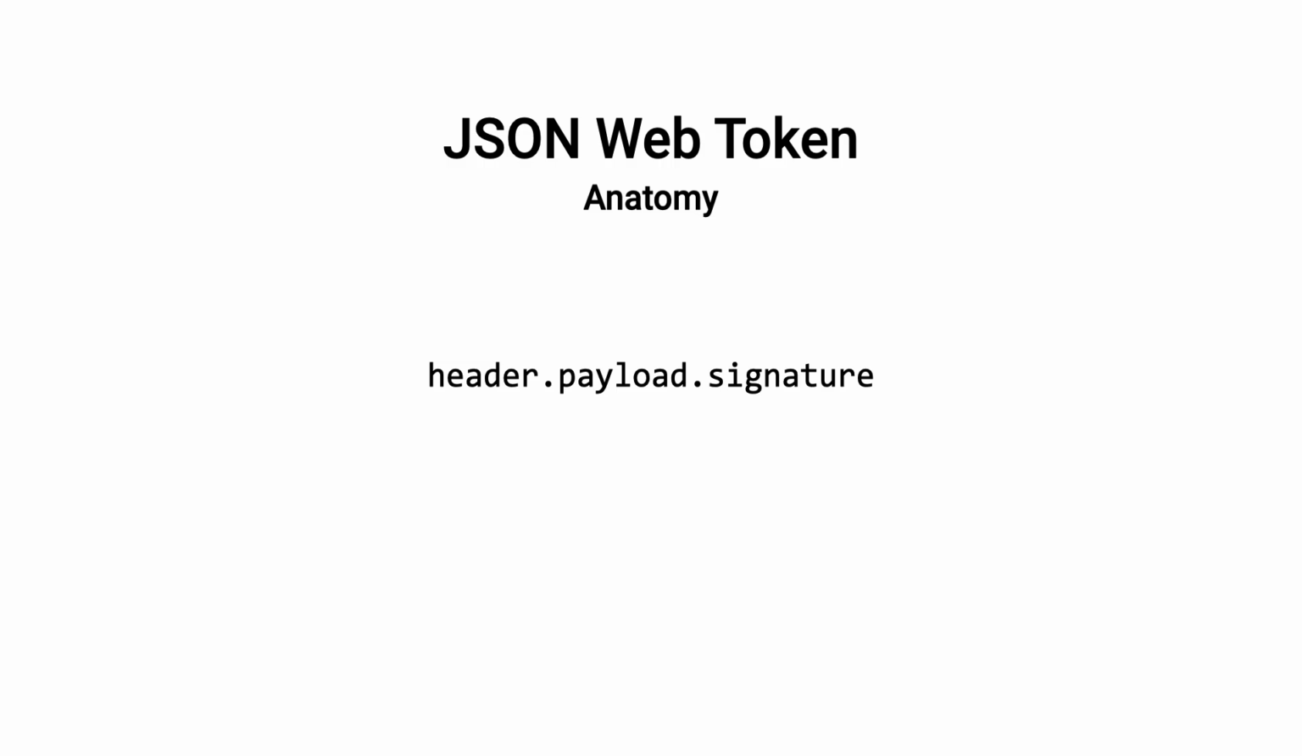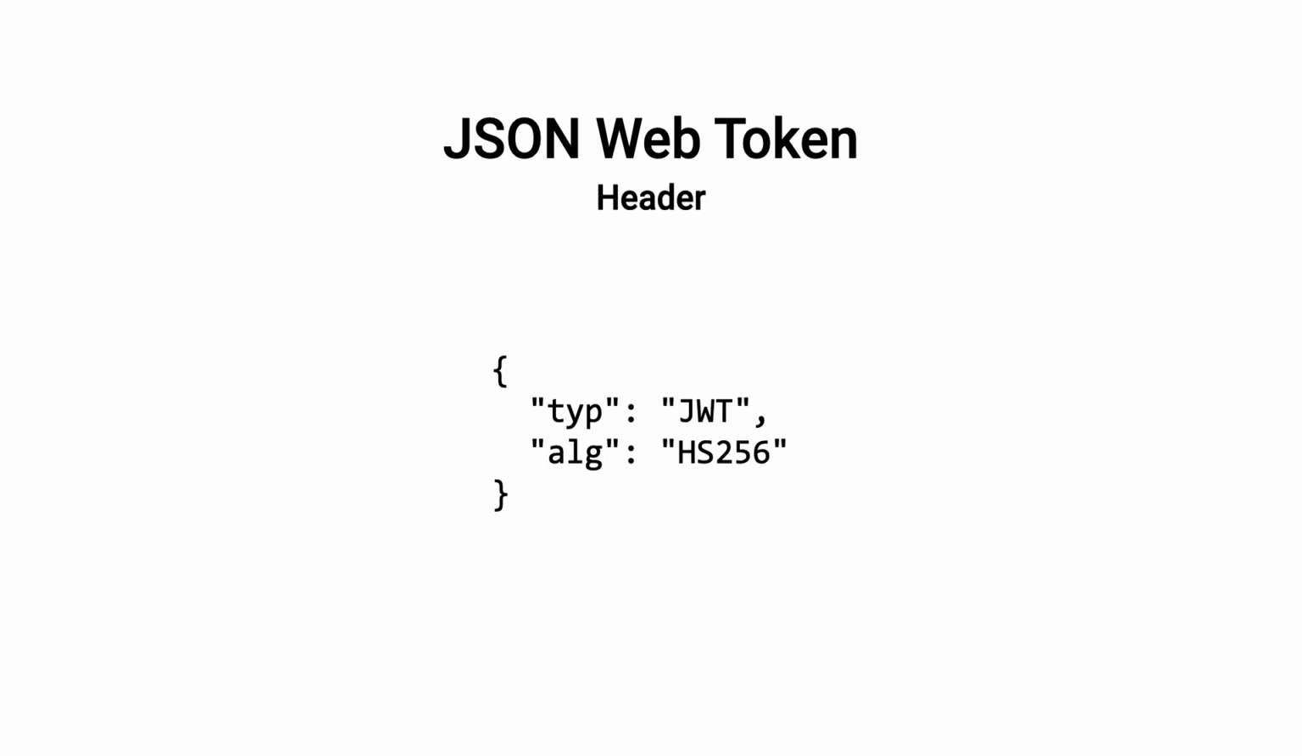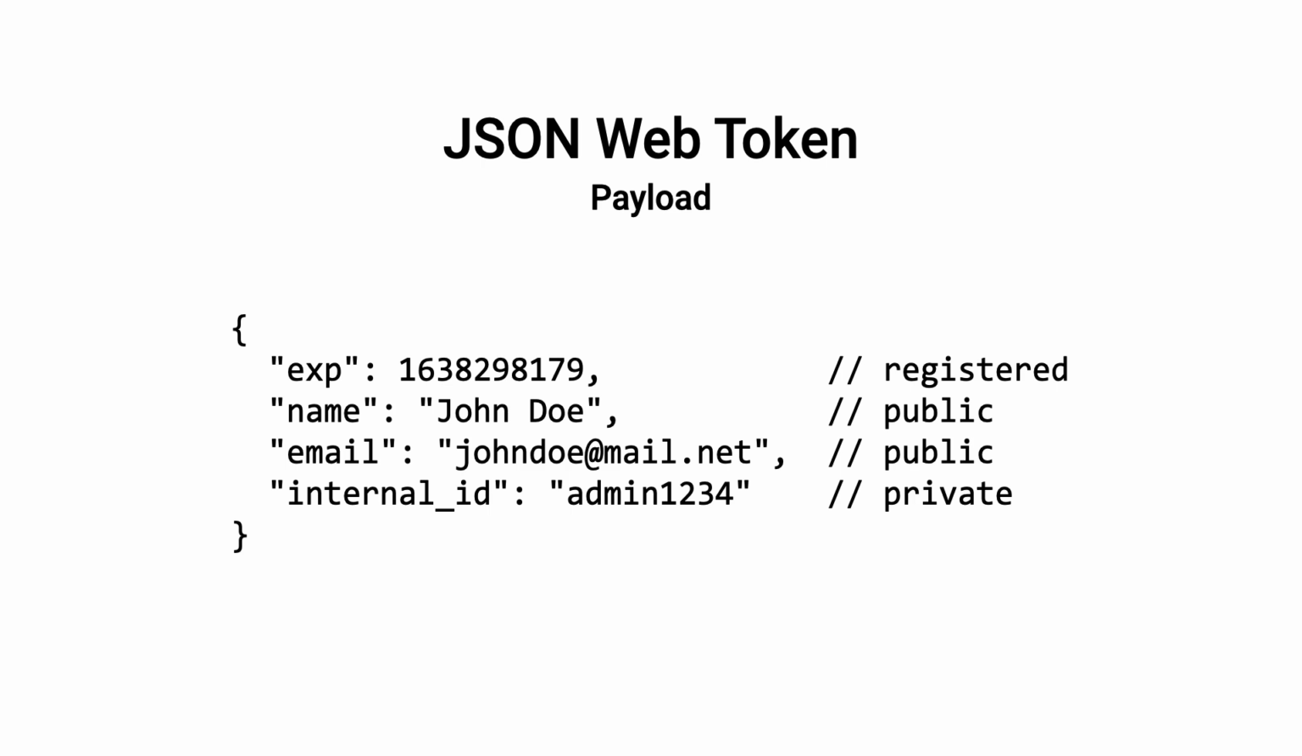A JSON Web Token is composed of three parts: the header, the payload, and the signature, where each part is separated by a dot character. The header is a base64 URL encoded object consisting of two fields, the type of the token and the signing algorithm. The payload is also a base64 URL encoded object containing pieces of information about an entity, which is usually a user, and additional data called claims that can be of three types.